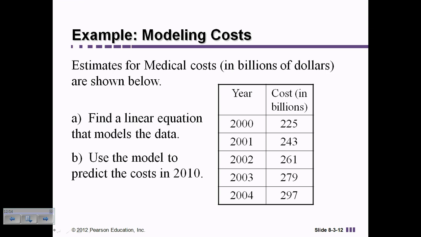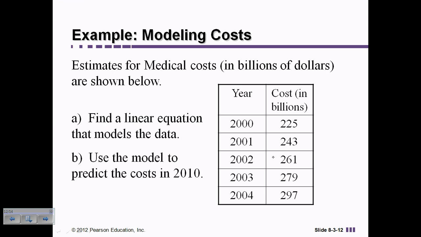In the year 2001, it was 243 billion, and it goes up on the chart to the year 2004, where it's 297 billion, excuse me. So what they want you to do is create an equation, assuming that this is a linear cost, which they're saying it is. That isn't always true. And then they want you to use that equation to figure out how much it would cost in 2010.